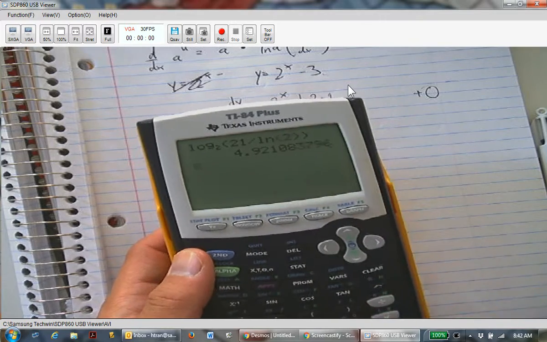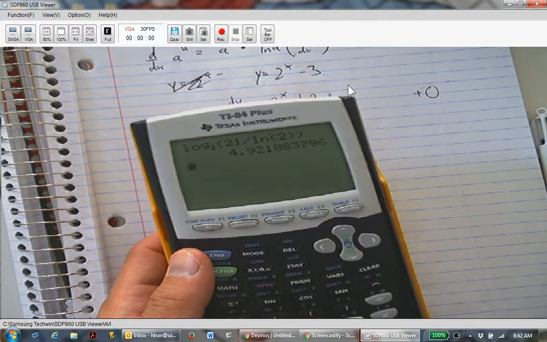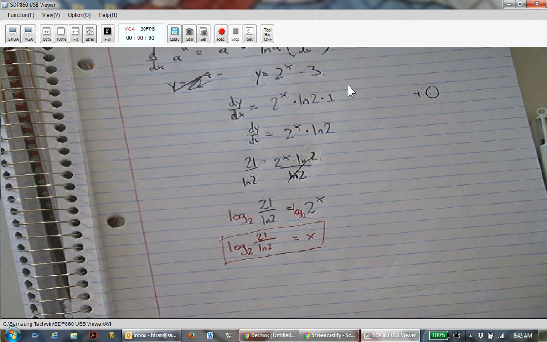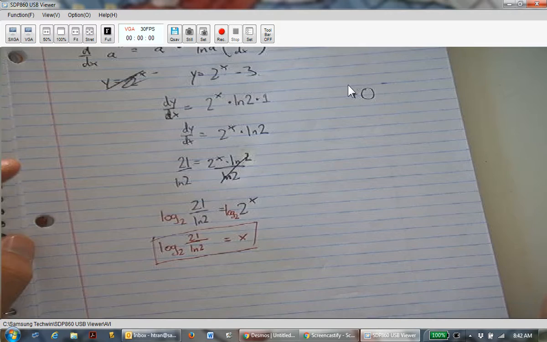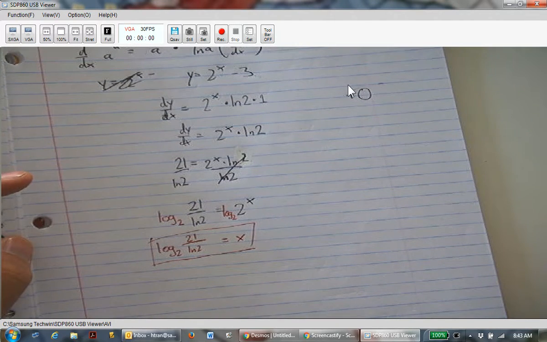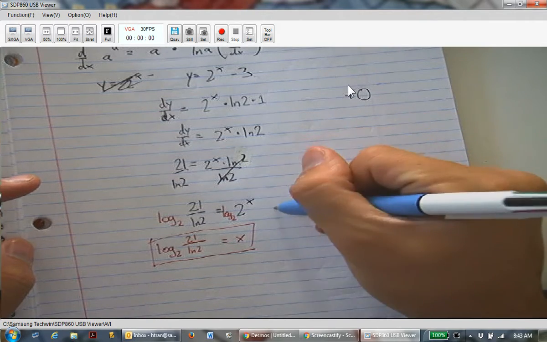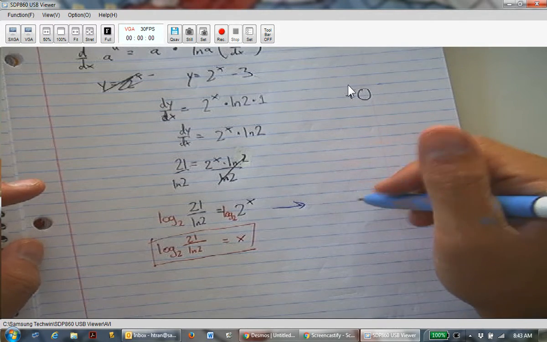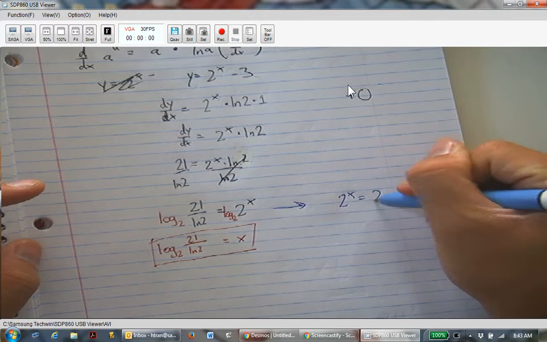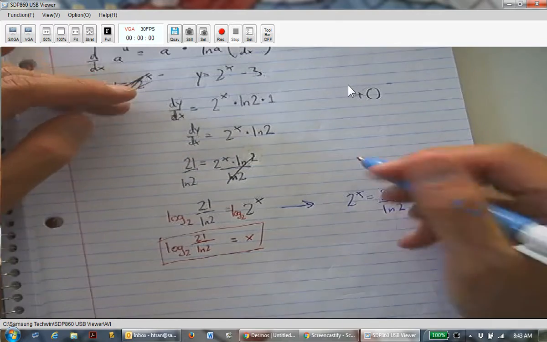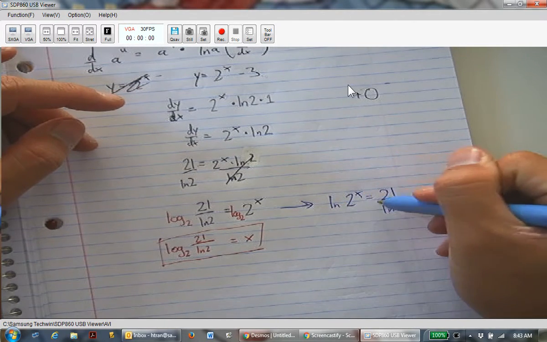Now, here's an emergency situation. You might want to know the other technique. Thank you very much, Nathan. Okay, grab your calculator. In an emergency, if you are not using a TI-84 and you're having to use my older TI-83, here is the other way that you could have done this. We'll rewrite this as 2 to the x is equal to 21 over ln of 2, okay? What you could do is take the natural log of both sides.